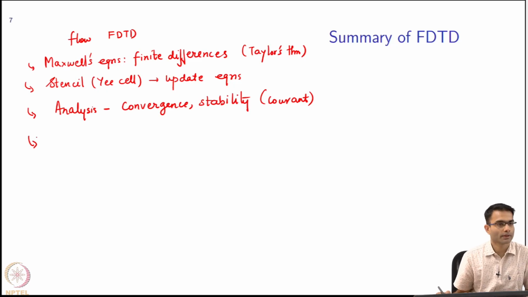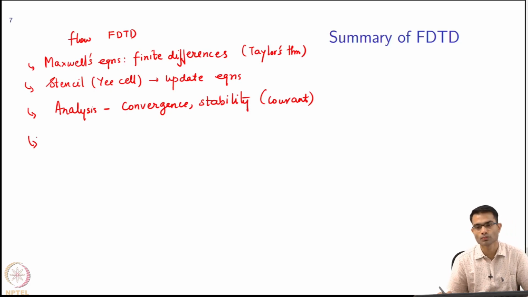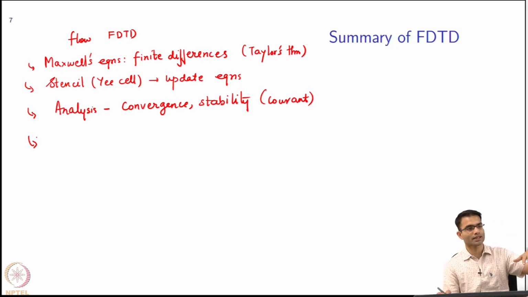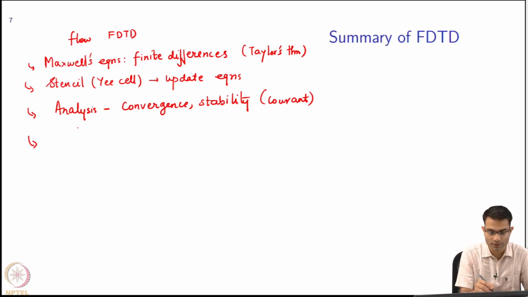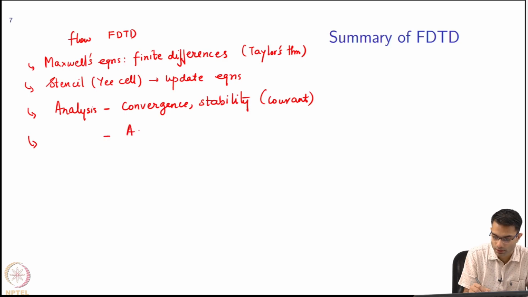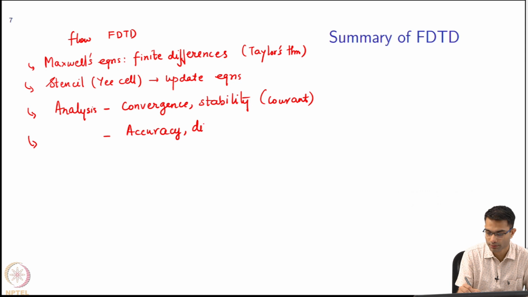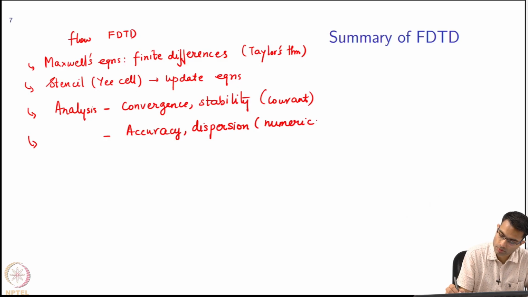After that, what did we look at? We assumed a Courant stability factor is being satisfied, still we found that solutions were not always accurate. What was that? Dispersion, right. So, we looked at analysis, we looked at accuracy, and in accuracy we looked at, for example, numerical dispersion.